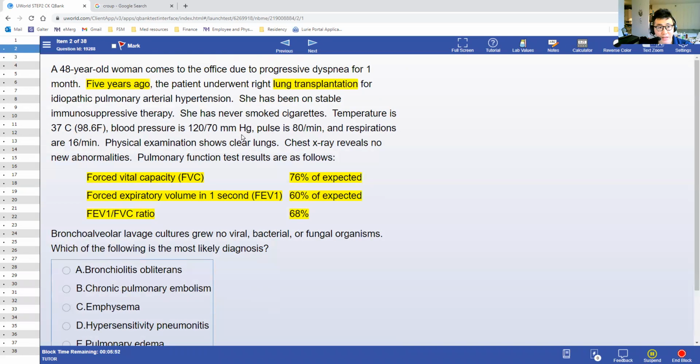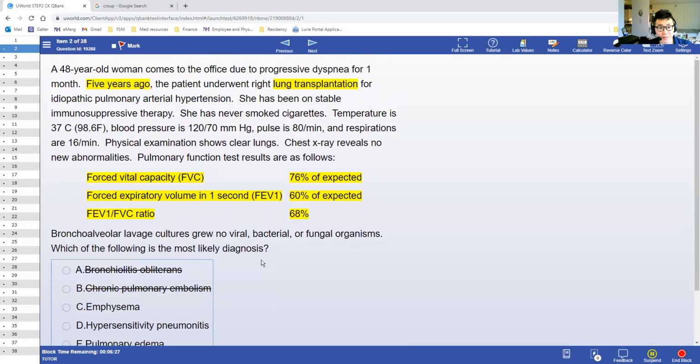Given that this transplant happened 5 years ago, I'm really thinking about some kind of rejection. Specifically, it could present with an obstructive pattern because you're destroying the airspace. You're destroying the alveoli of the lung. Let's take a look at the answer choices. BO, no, she's not a smoker. This is exclusive in smokers. Chronic PE, kind of doubt it. She doesn't have that many risk factors for it, and it also wouldn't cause this type of a picture.